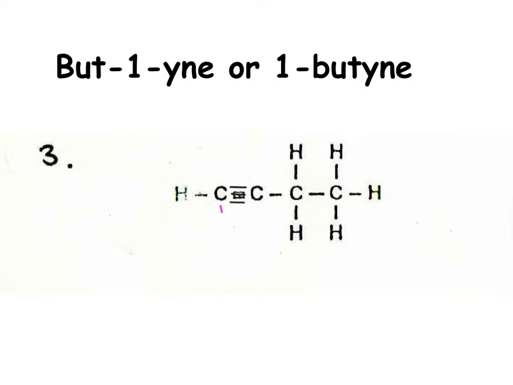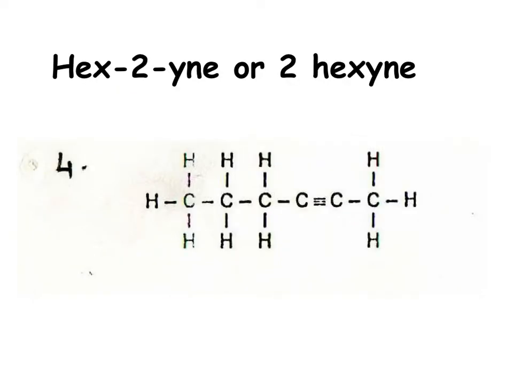You've got 4 at least. 1, 2, 3, 4, numbering from the side closest to the triple bond. So that is going to be but-1-yne. Over here you've got hex-2-yne.